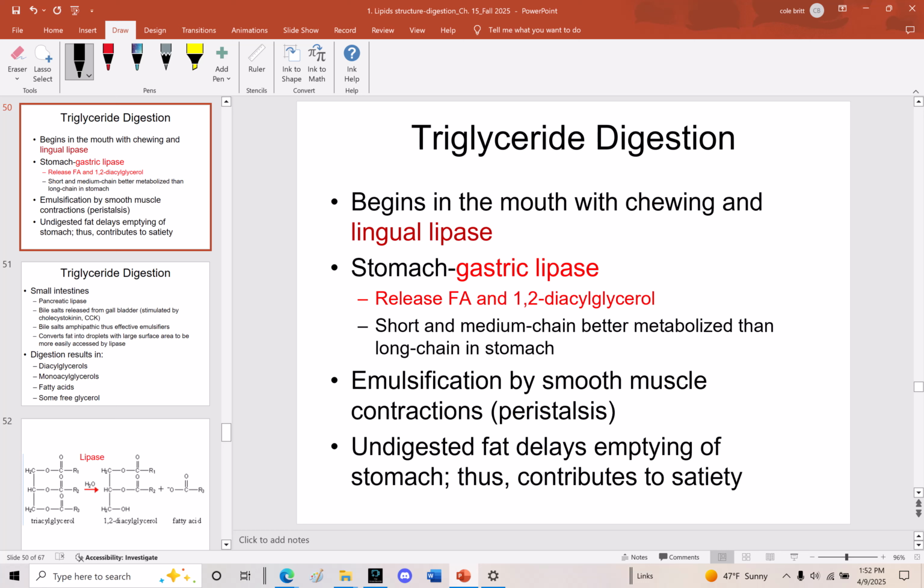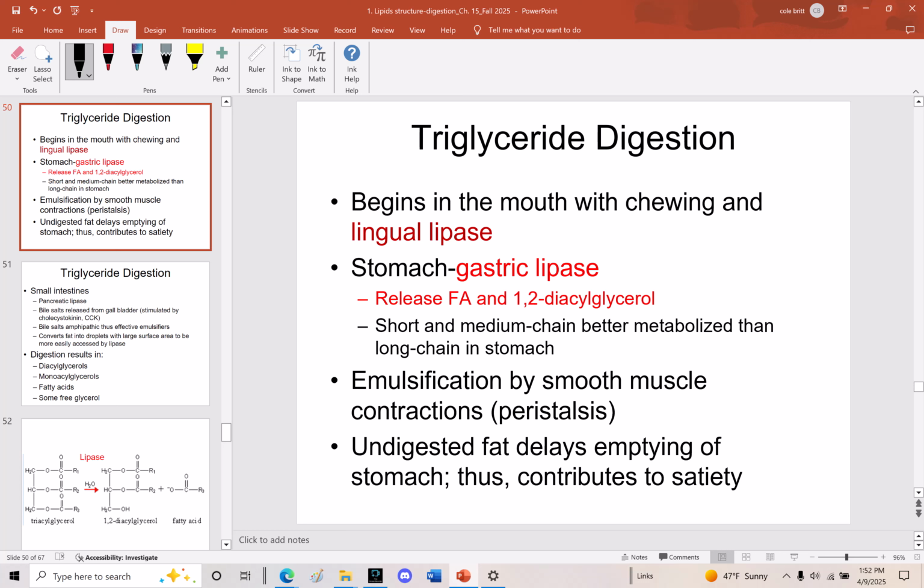And fat does help contribute to satiety, so it's a good way to have a balanced diet. Fat is really important, and it does contribute to satiety because fat in the stomach will delay emptying, so it'll help you feel full longer than eating straight carbohydrates.